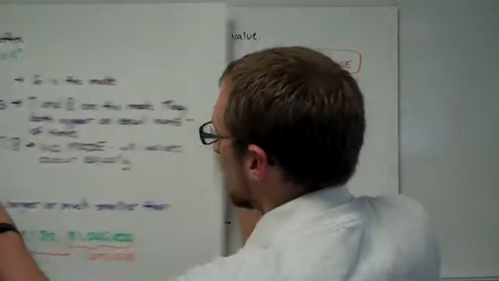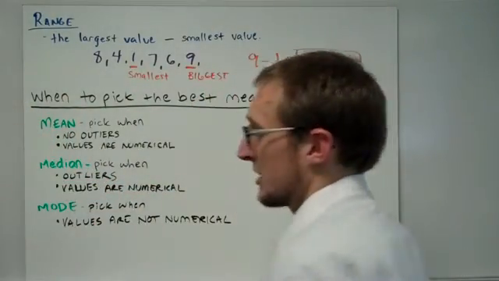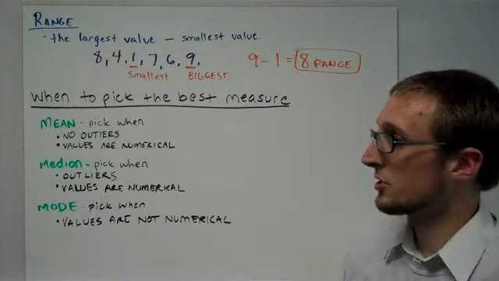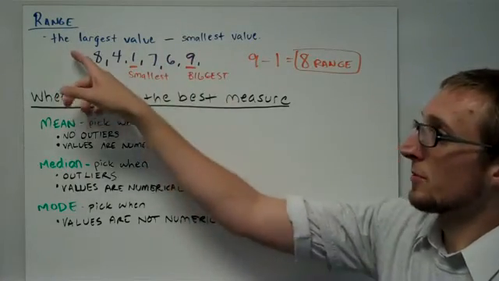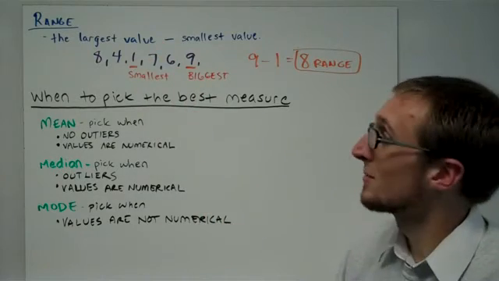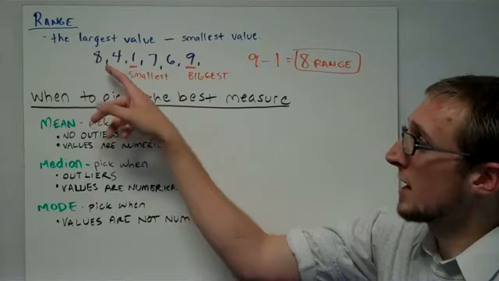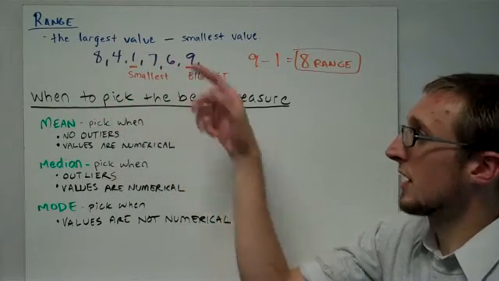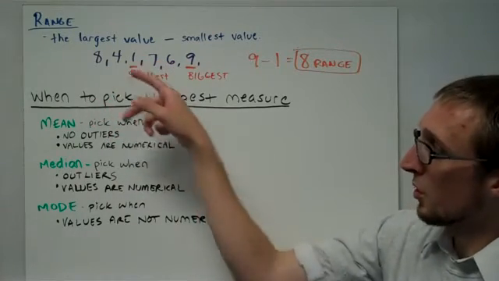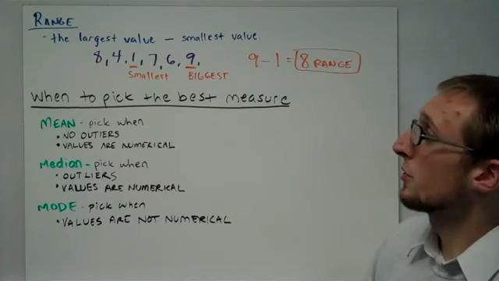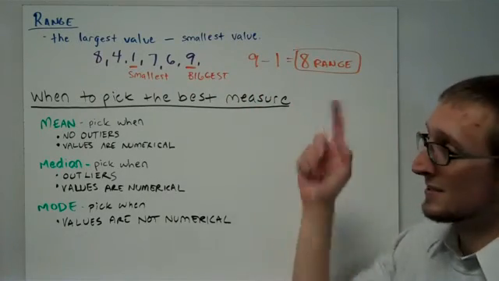Another vocabulary word that we need to know is the range. Okay, the range is not like home on the range. It's actually a math term. It's the largest value in a data set minus the smallest value in a data set. So if I have a list of numbers, 8, 4, 1, 7, 6, 9, okay, the smallest one is 1, the biggest number is 9, so we just do 9 minus 1. So the range of values is 8.